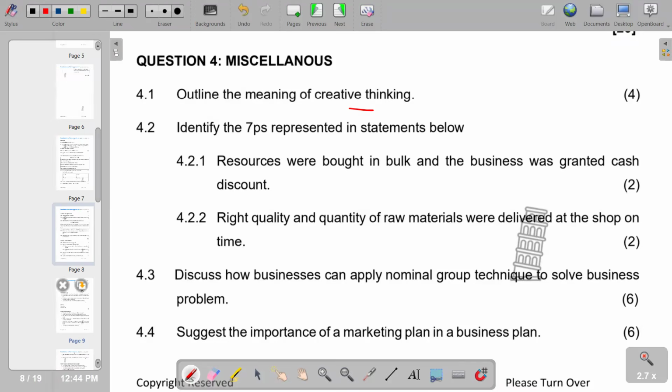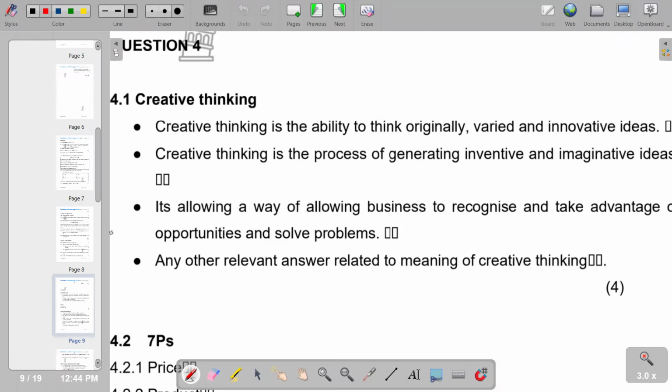So we have a description in terms of creative thinking, where we are saying creative thinking is the ability to think originally, varied, and innovative, bringing innovative ideas, obviously. And then second, creative thinking is the process of generating inventive and imaginative ideas. Then the next one is it's a way of allowing a business to recognize and take advantage of opportunities and solve problems. So that can also be a description of creative thinking.